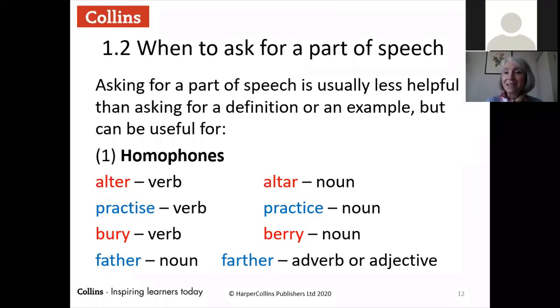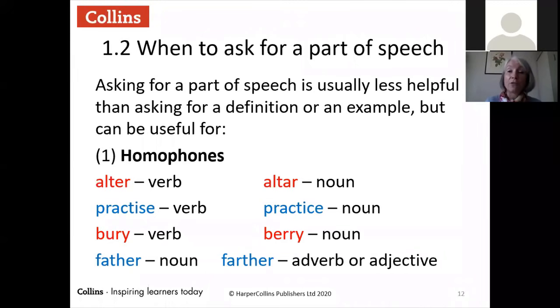Practice, exactly the same pronunciation, but the S spelling is the verb and the C spelling is the noun. So again, asking for the part of speech will help you there. Bury, as in bury a body in the ground, is a verb. Berry, as in strawberry, raspberry, and other types of berries, is a noun. So again, part of speech can be helpful.